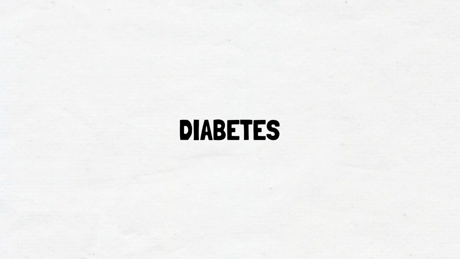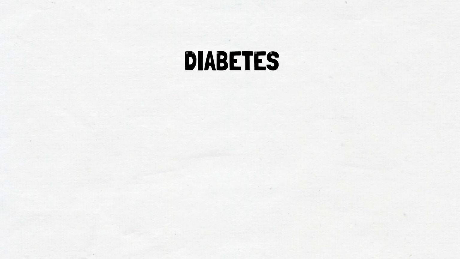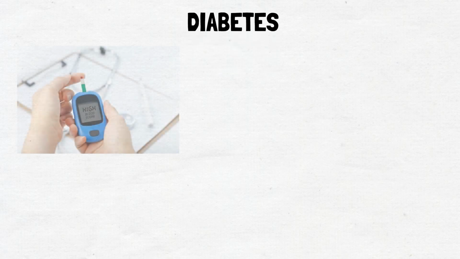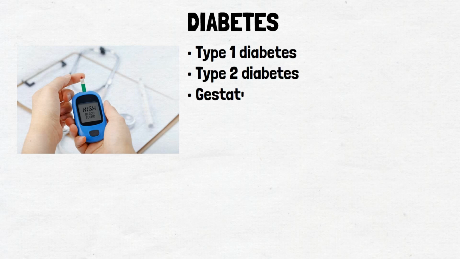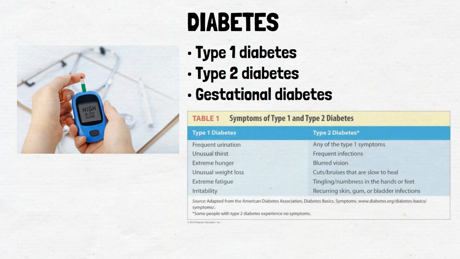Diabetes. Diabetes is a metabolic disorder that affects how our bodies use glucose, the primary source of energy for our cells. Diabetes is basically the body's inability to regulate blood glucose levels. There are three main types of diabetes. Type 1 diabetes is an autoimmune disorder in which the body's immune system attacks and destroys the insulin-producing cells in the pancreas. It's thought to be caused by a combination of genetic and environmental factors.